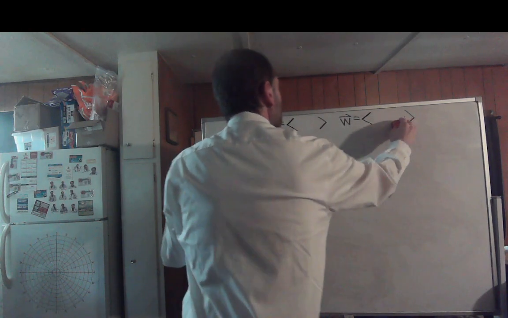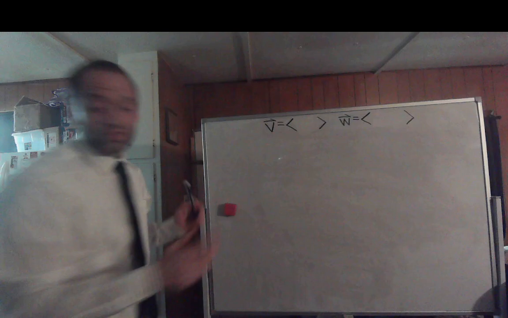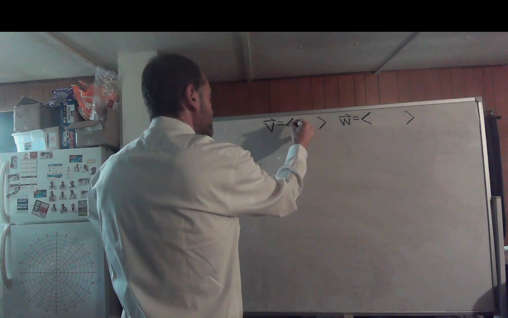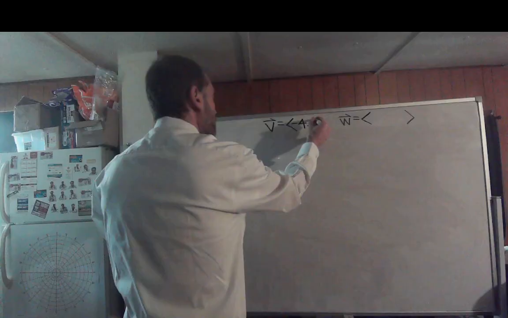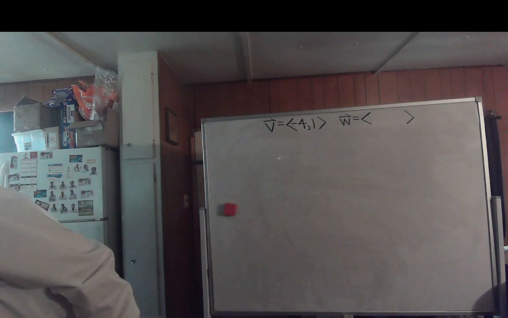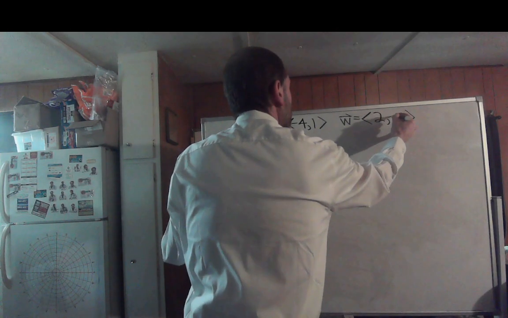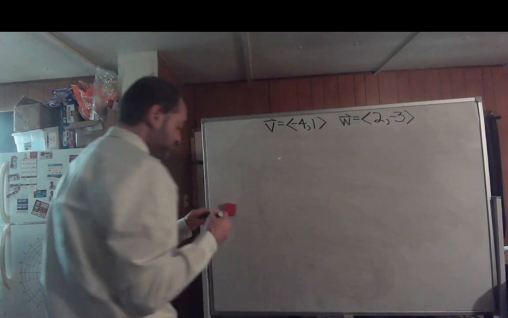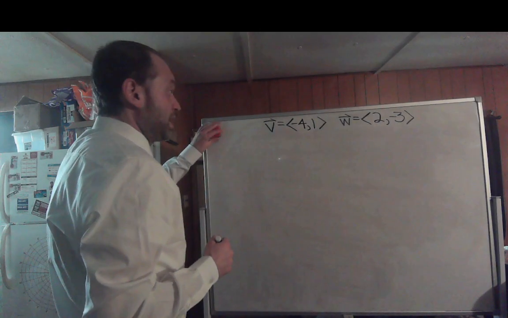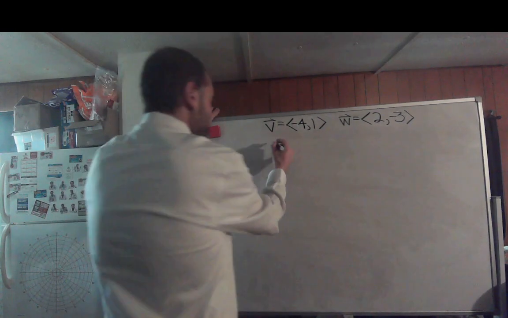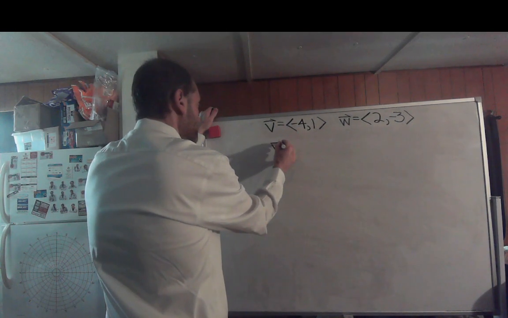Alright. Let's do a couple more examples of just taking the dot product. Let's say we have vector v is -4, 1. Vector w is 2, -3. Okay, so we're going to take the dot product of these two vectors again.